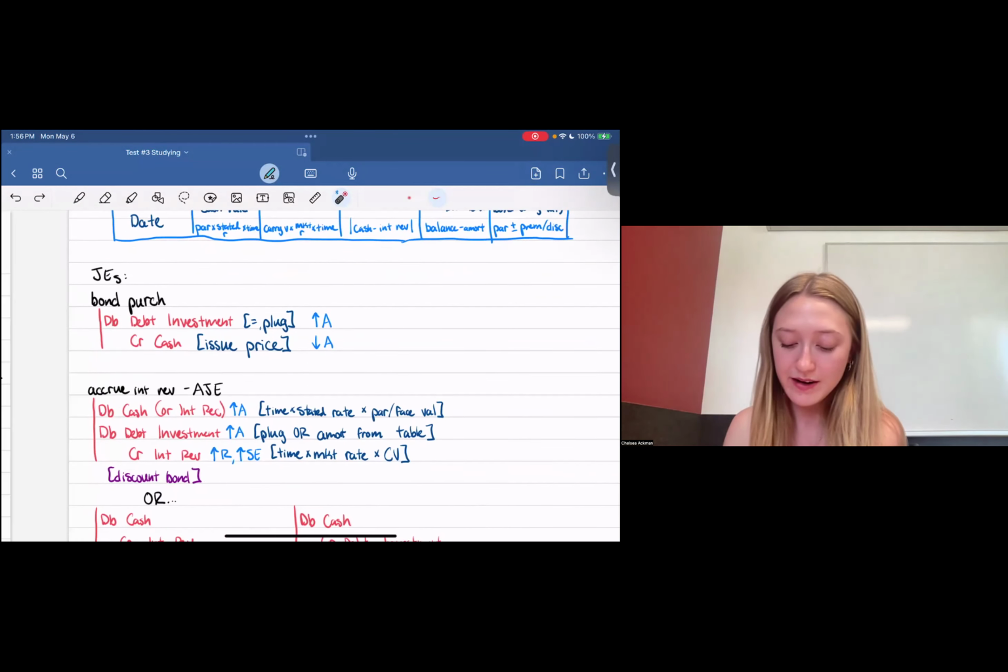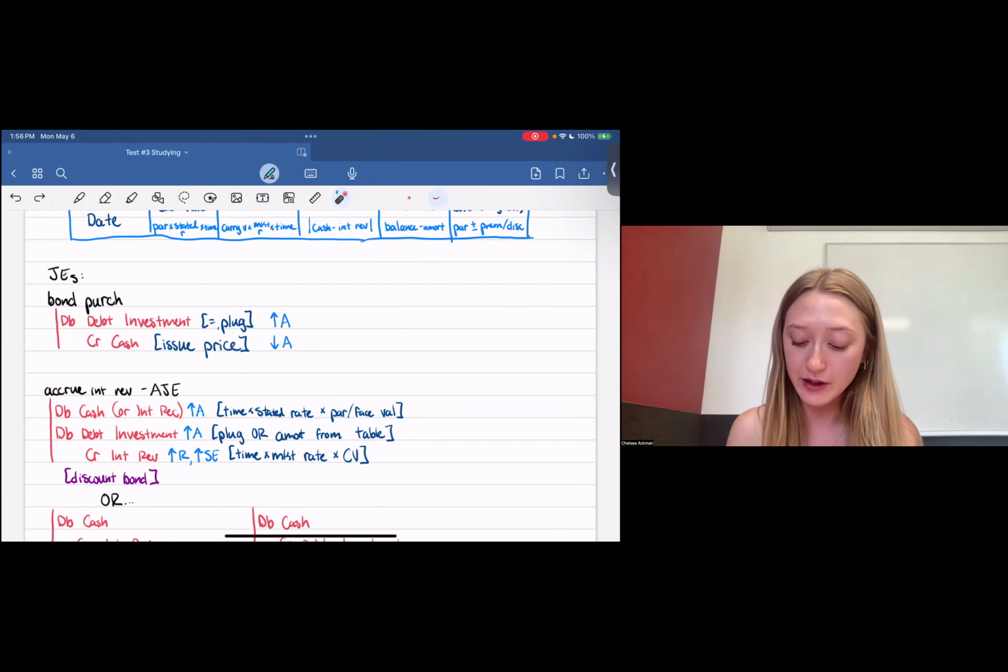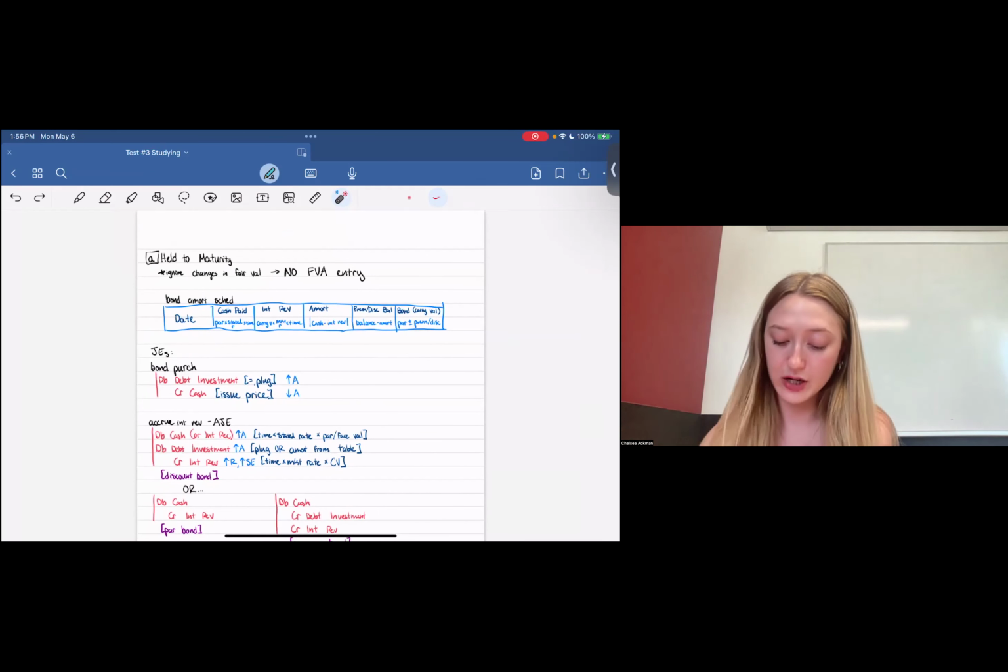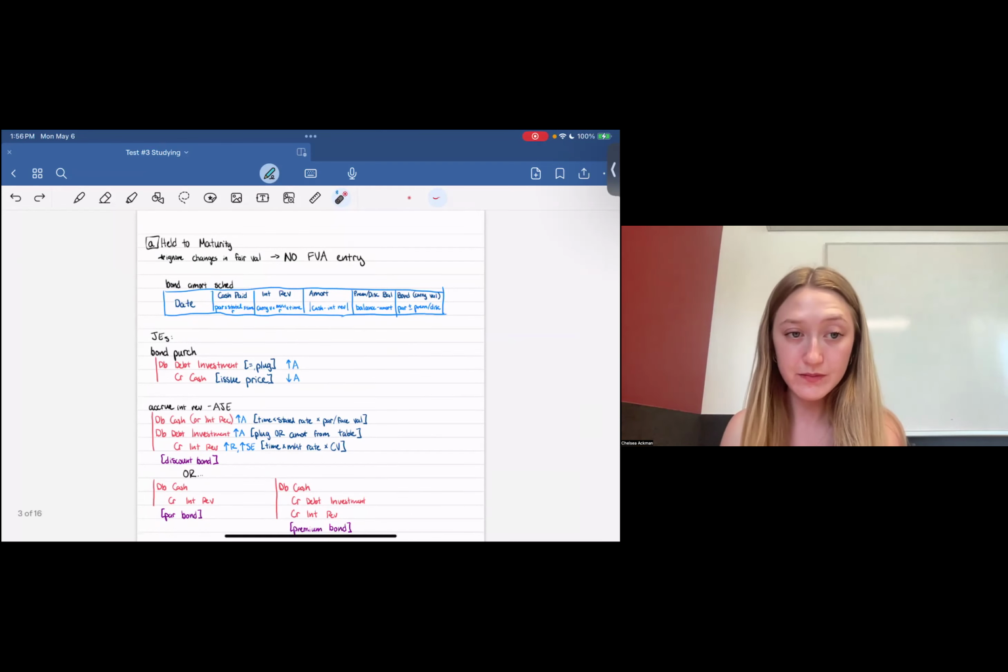So when you're purchasing a bond, it's always a debit to debt investment because you have that new asset, the debt investment, and a credit to cash. It's always at issue price, because that's obviously the amount that you're paying for that debt investment.